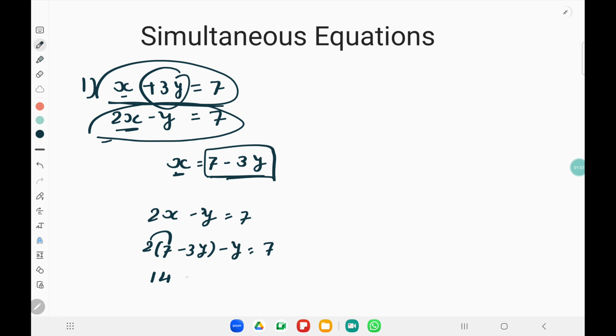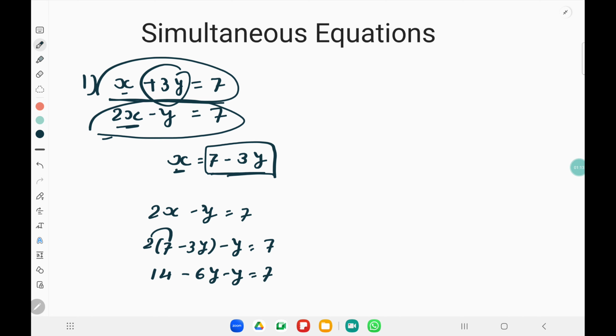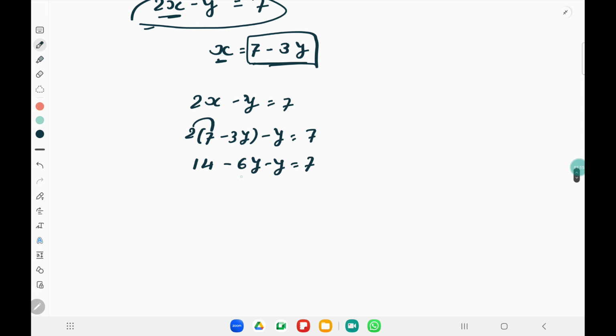So 2 times 7 is 14, take away 2 times 3 is 6y, minus y equals 7. Okay, now I collect the like terms. So negative 6y, negative 1y going to be minus 7y, equals 7. Okay, now I solve the equation and find the y value, because now there is only the y variable, right? So we can figure it out.